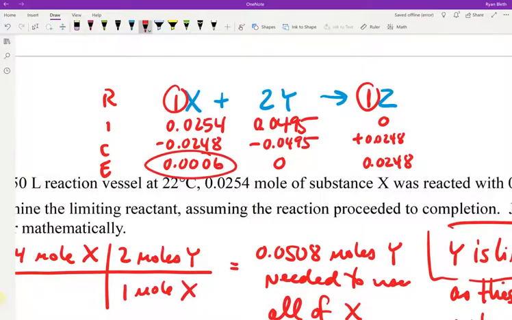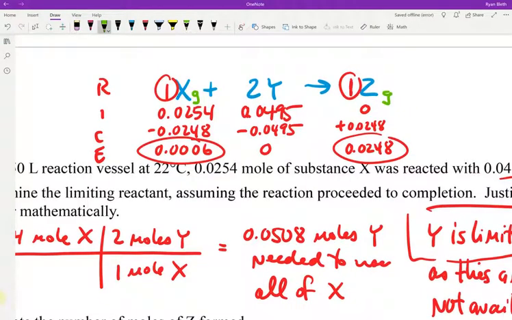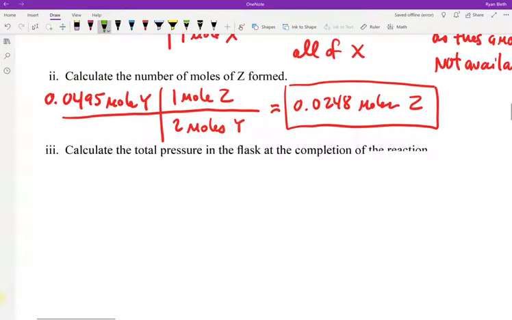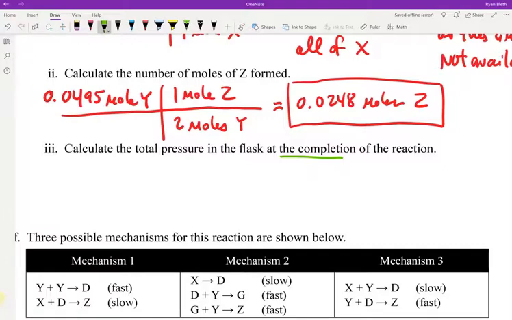So if I put all that X and all that Z together, and knowing that those are both gases, gas and gas, together that would give me a total of 0.0254 moles of gases present at the end of the reaction. At the completion of the reaction, 0.0254 moles of gases, and that's X and Z together. All the Y was used up. So that's total moles, and so pressure in my ideal gas law equation is nRT over V. My total moles of gas, 0.0254 moles.